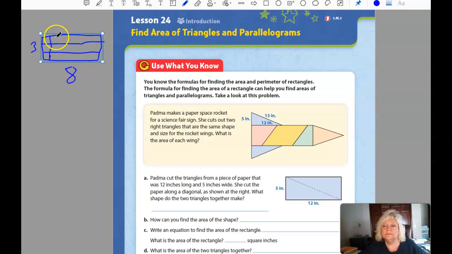So 1, 2, 3, 4, 5, 6, 7 lines, 1 line less than what it says, because that's how we end up with that many columns. So let's count them. 1, 2, 3, 4, 5, 6, 7, 8. So when we're doing area, this is what we're talking about.